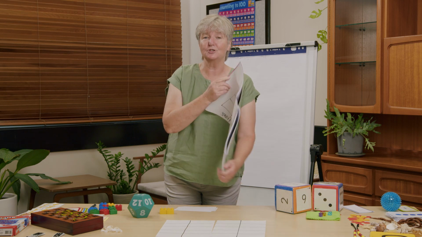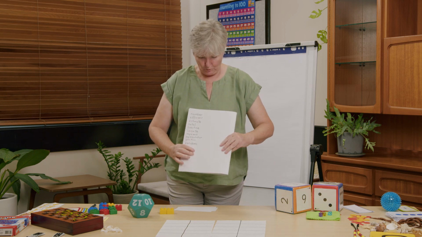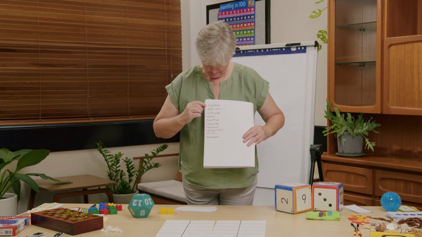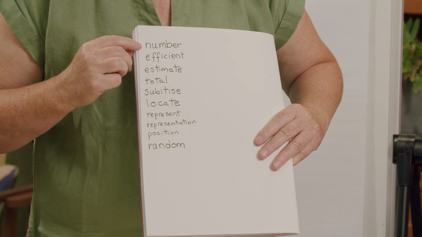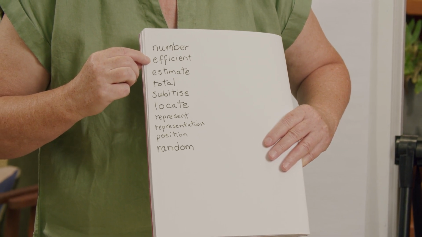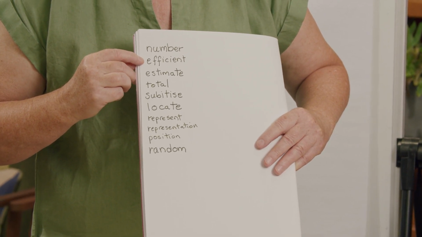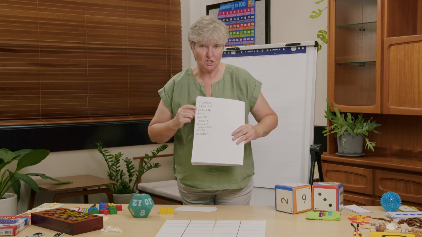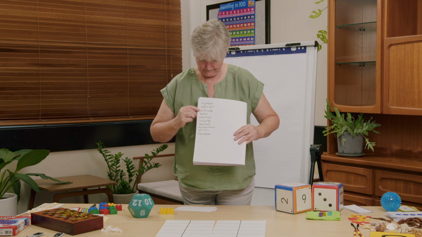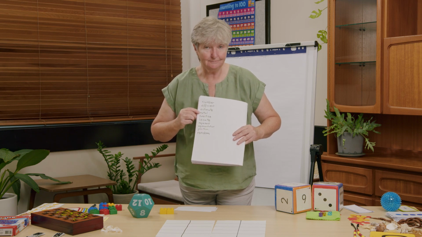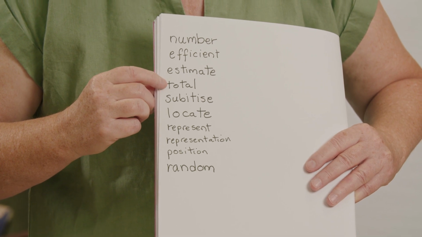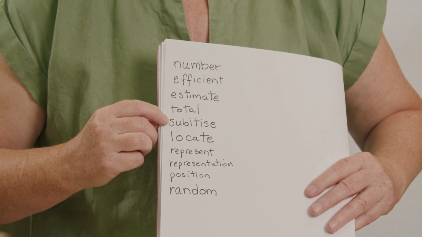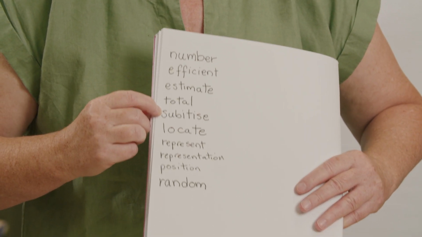Some of you may also have been recording the new mathematical names we've been using. I remember last week I showed you that I've been writing them in the back of my book. So here they are here. I haven't added any new ones. I might add a few new ones today. But we've got number, efficient. Remember, we learned how to count efficiently. We did estimates. Mathematicians like to estimate before they count. We talked about the total. That's the number that tells you how many. Subitize. I sometimes call that, I just know it. I just knew how many there were.